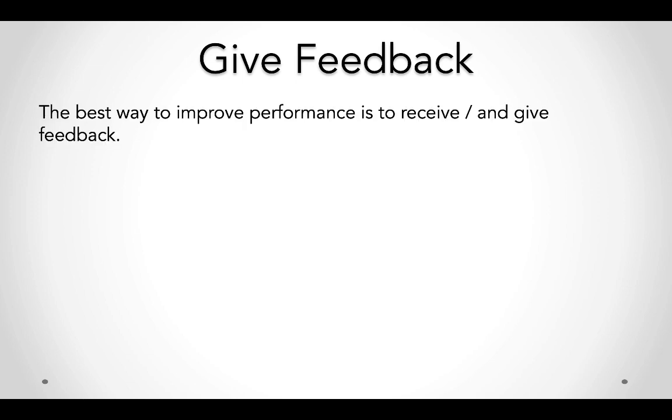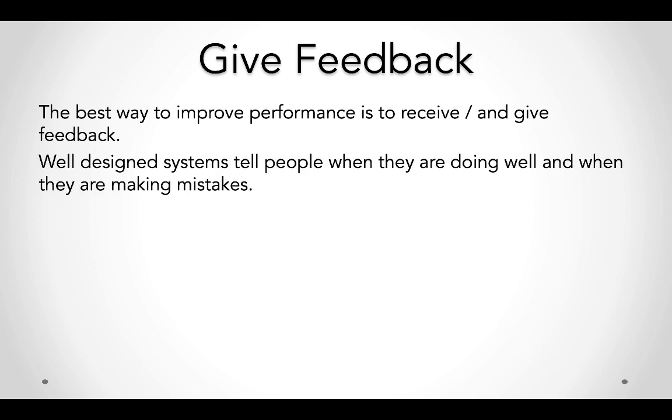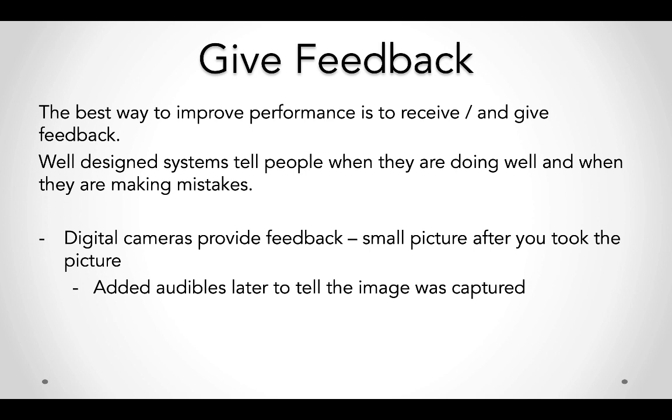It's important to give feedback, and this consists of a very strong nudge. The best way to improve performance is to receive and give feedback. This is how learning occurs. The learning cycle implies that we're learning something much quicker if we get feedback on it. Well-designed systems tell people when they're doing well and when they're making mistakes. So design systems communicate with humans how they're doing, right? And don't let them go on the wrong path for too long, which obviously is not human-centered design and creates a lot of frustration. Digital cameras provide feedback, a small picture after you take the picture.